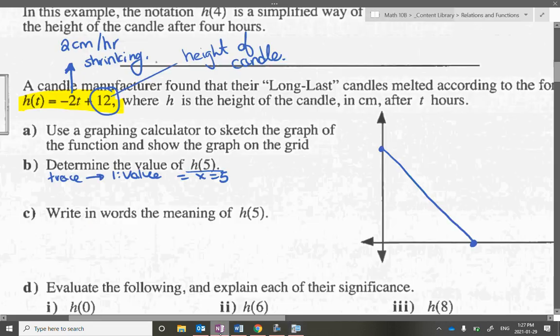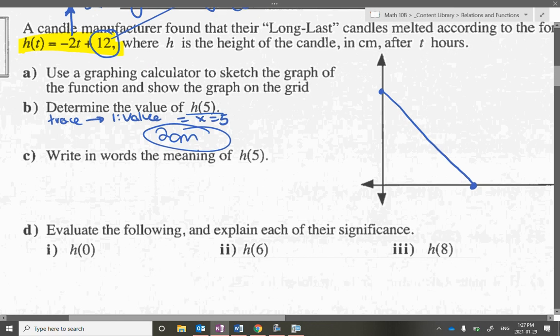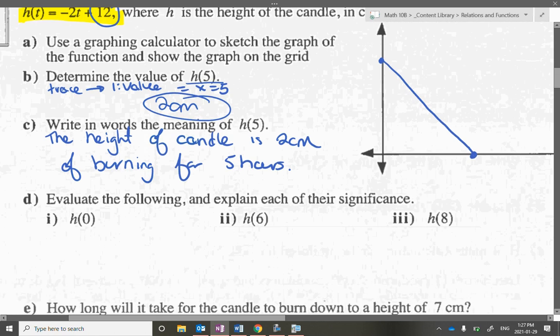What does that mean? What's the meaning behind that? Go ahead, Carissa. Good. For how long? For 5. Good. Right on. So the height of our candle. So these questions, you have to relate back to the context. We want to know that you can actually interpret the math, okay?